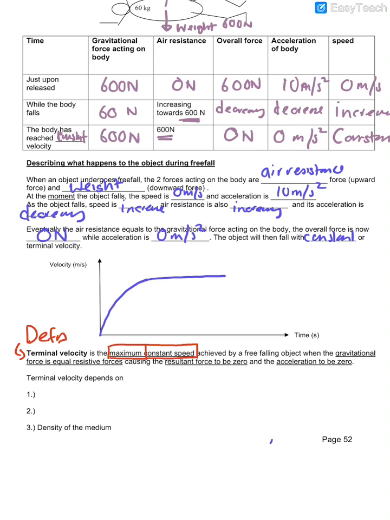And terminal velocity cannot happen for a car. It's only for things in free fall. Don't say a car or a truck is going at terminal velocity. That has no meaning.